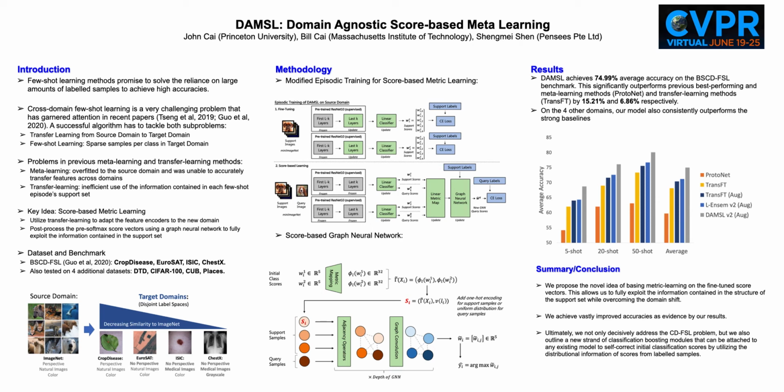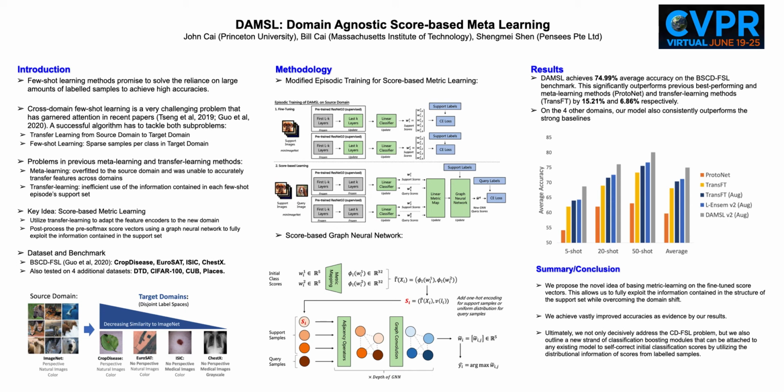And on the 4 other domains that we have added, the DTD, CIFAR, COP, and places, our model performs much better as well. So from the chart, we can also see that the improvement delivered from our model is substantially greater than from adding just data augmentation or adding more ensembles to the network.